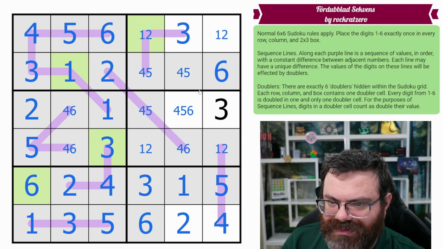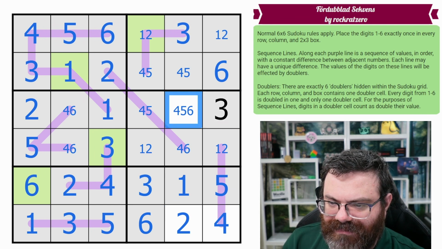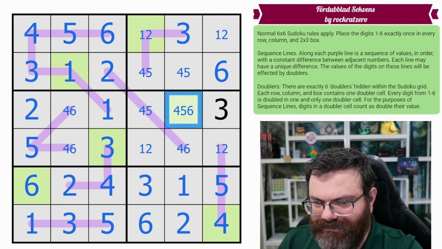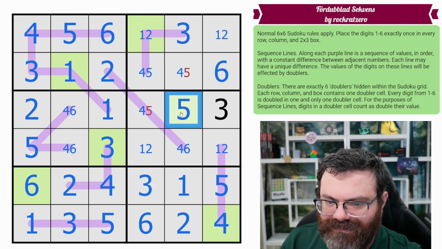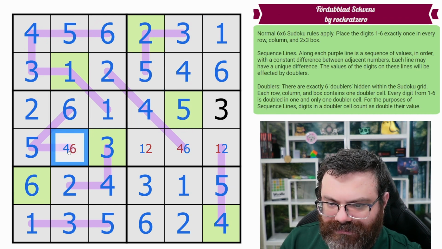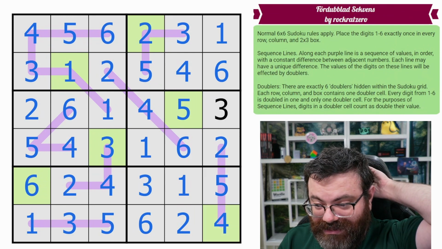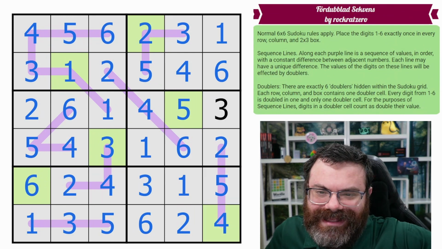Okay, let's do as much Sudoku as we can. So these are not doubled. Yeah, so the 2 and 4. The 3's already been doubled, so that can't be doubled again. So we know all our doublers. This can't be a 4 or a 6, so this has to be the doubled 5. This has to be doubled 2. There we go. And we got the correct solution. Wow, didn't even have to think about some of these sequence lines. Just what was possible.